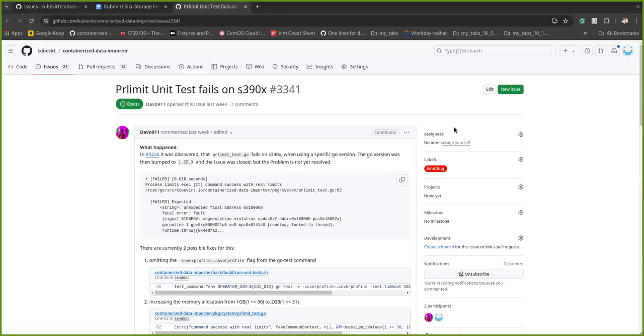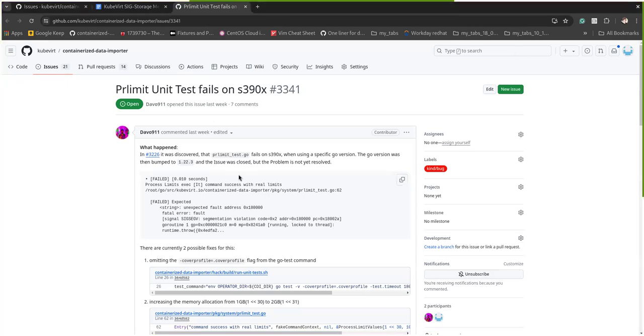Basically, there used to be an issue building on S390, or was it maybe unit tests as well? And we thought we figured it out by upgrading Go, as we found similar issues opened under the Go issues page. But now the S390 folks are reporting that this didn't fix the issue.